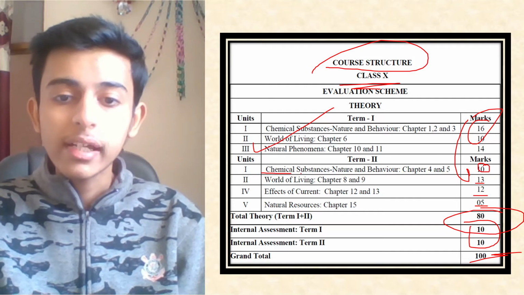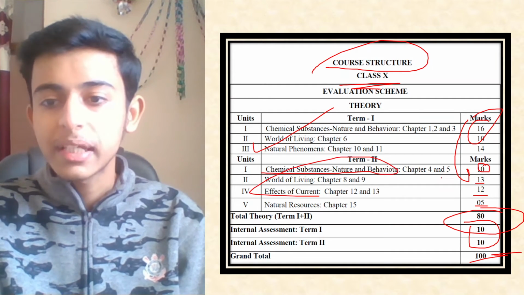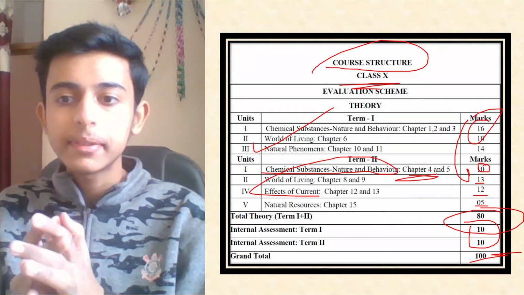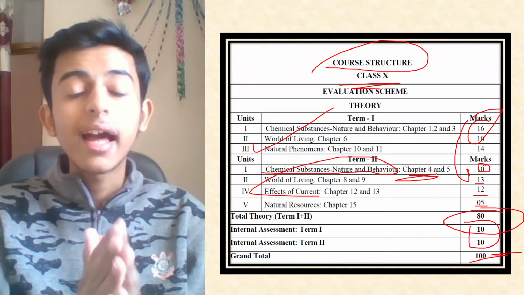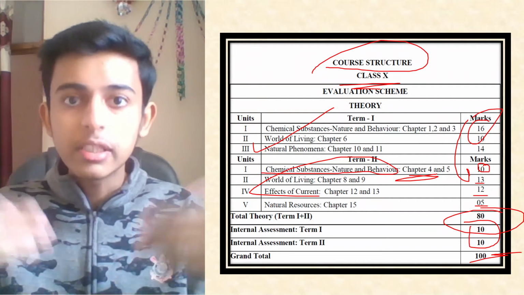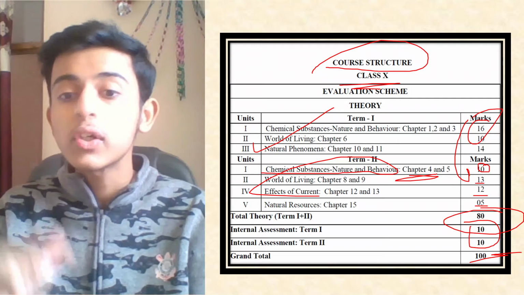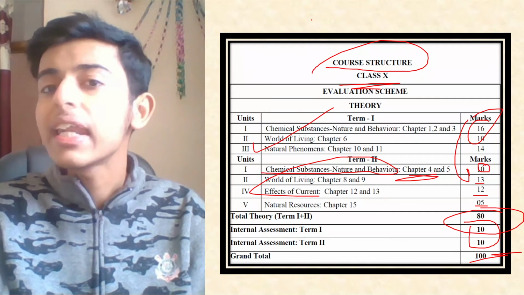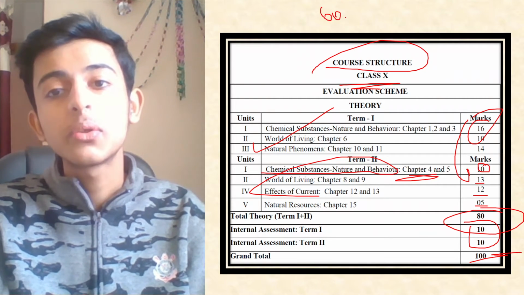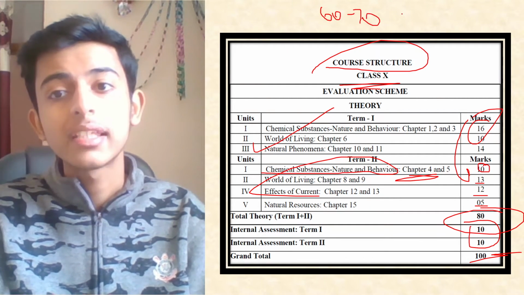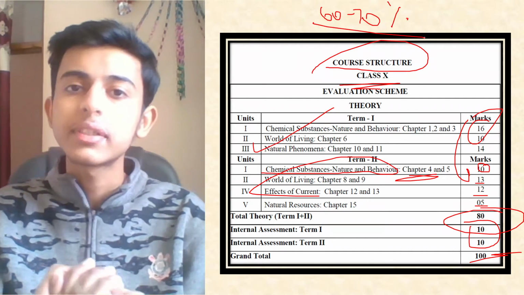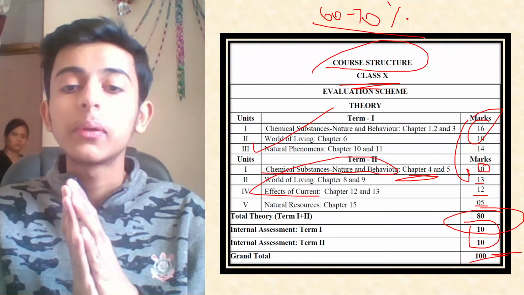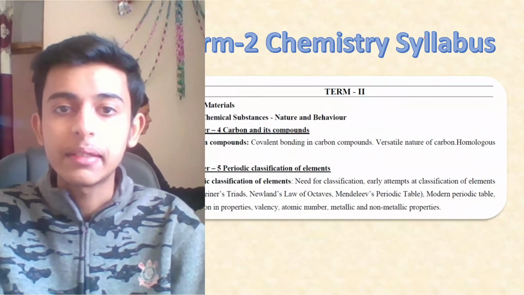So from chemistry, I have chemical substances, nature and behavior, chapter 4 and 5, and the chapters are carbon and its compounds and periodic classification of elements. Carbon and its compounds is a difficult chapter, the very first chapter of organic chemistry, but there is a very high reduction, around 60 to 70% of the chapter has been reduced. The chemical reactions, soaps, detergents, there were many concepts, but now they have been deleted.